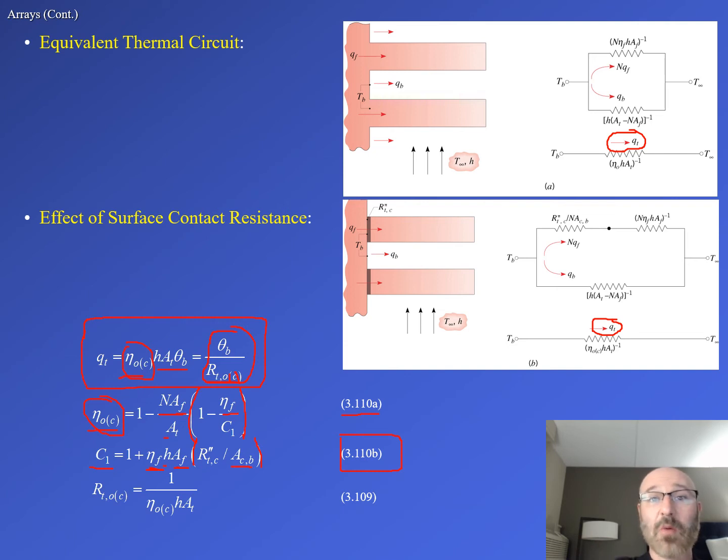And then we can say, well, what is our contact resistance? So we can go to our equation 3.109, where R sub T,O, our thermal resistance, is equal to 1 over that eta sub O relationship, times H times A sub T.